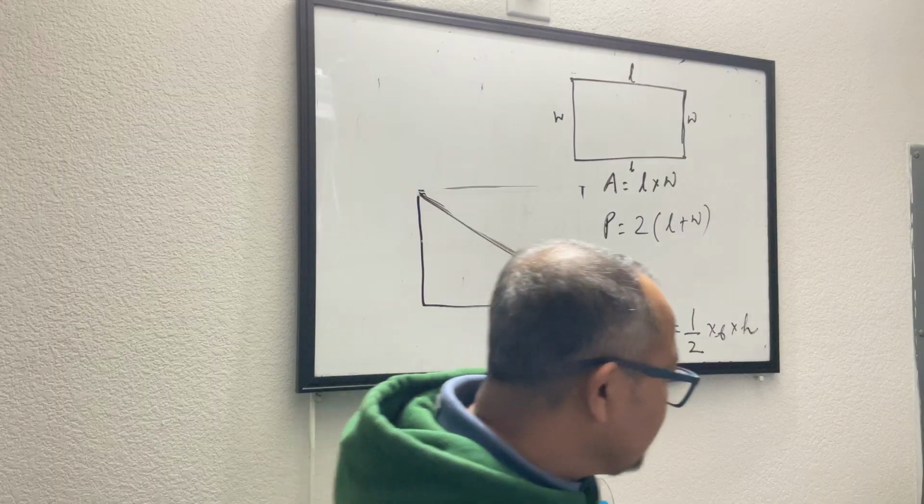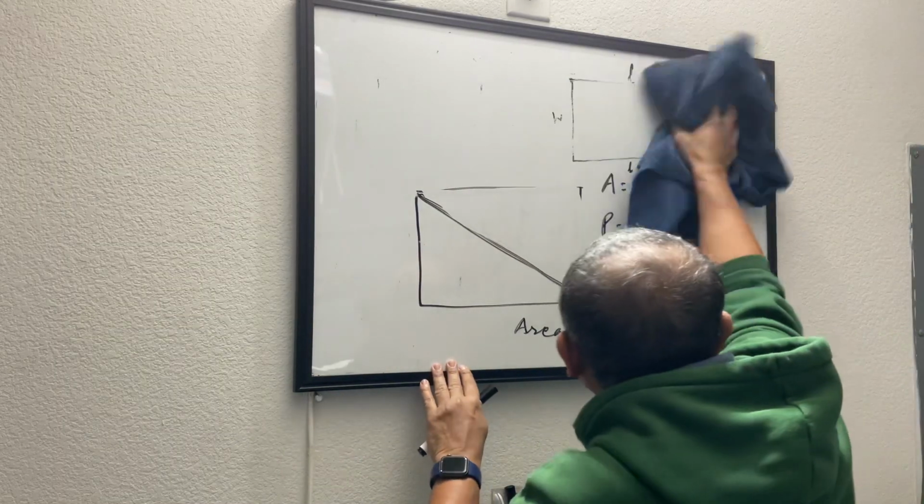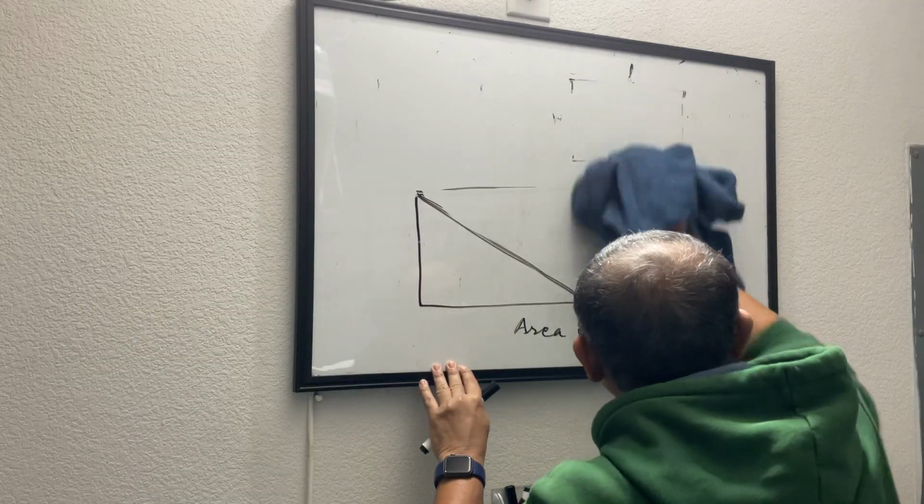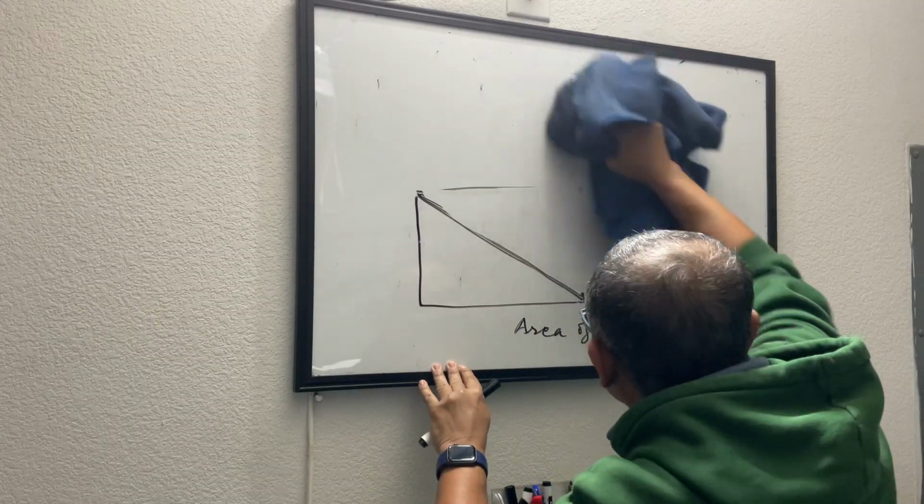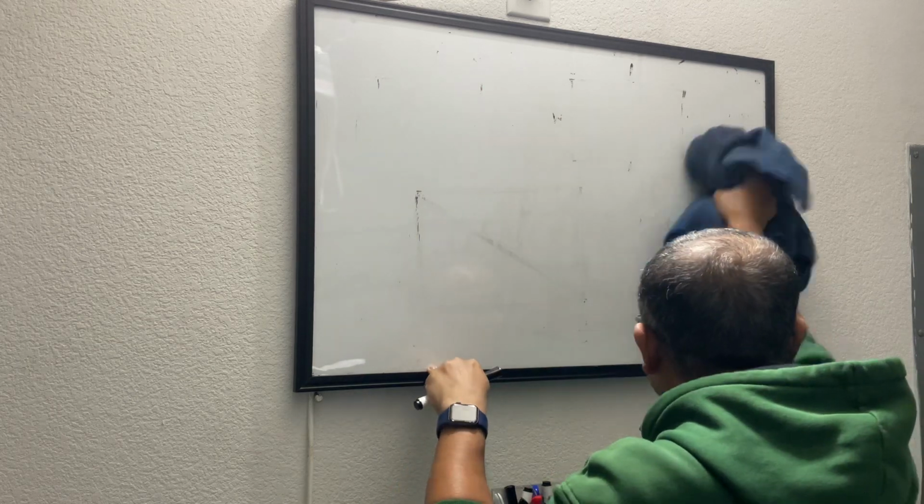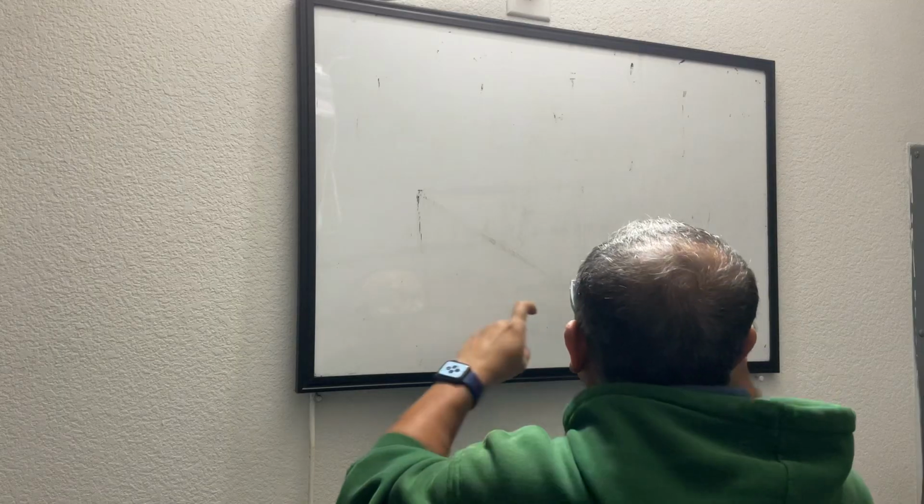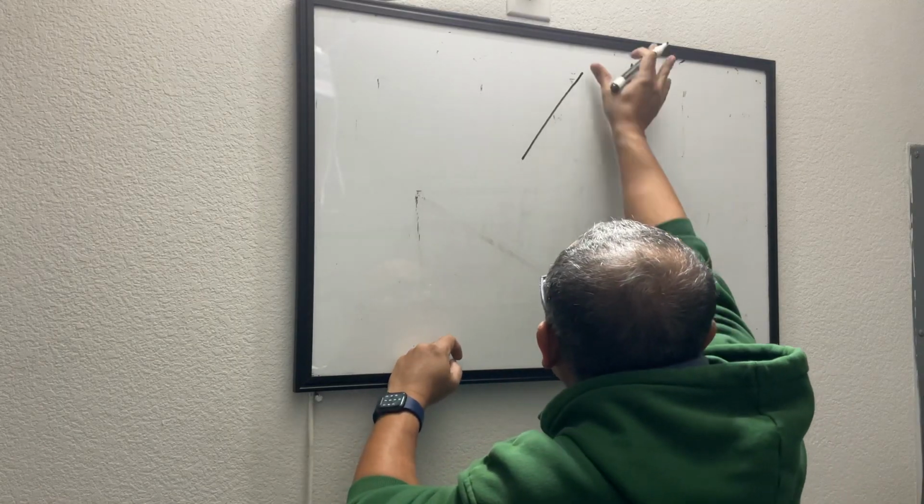Now let's look at the area of a rhombus. So far we have looked at the area of a triangle, area of a rectangle, area of a square, area of a rhombus. Wonderful. Area of a rhombus. First of all, who all remembers what is a rhombus?